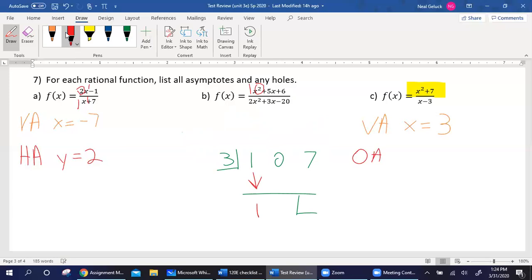Drop down the 1, multiply, add, multiply, add. Remember, though, that we actually are going to ignore the remainder for my oblique asymptote, so that doesn't really matter. So what's left over is 1x plus 3. That's the equation of a diagonal line. So my oblique asymptote is y equals x plus 3.